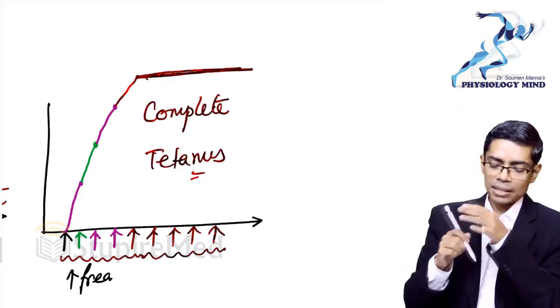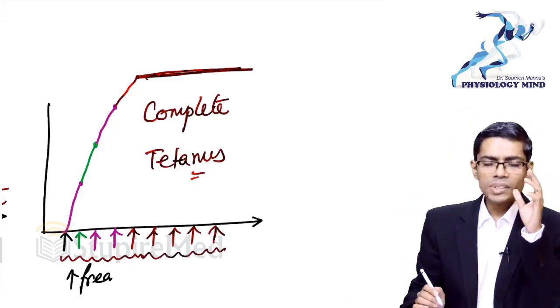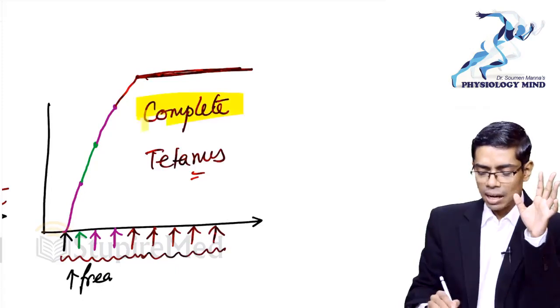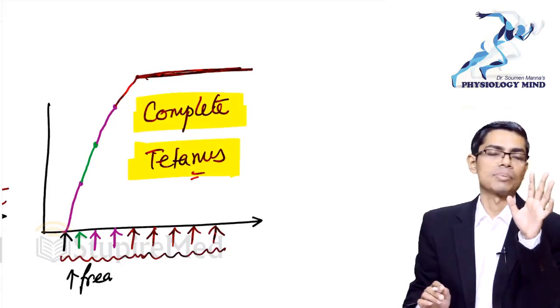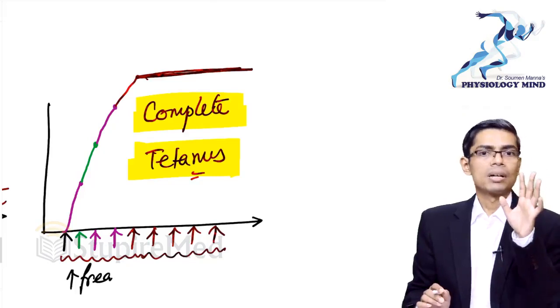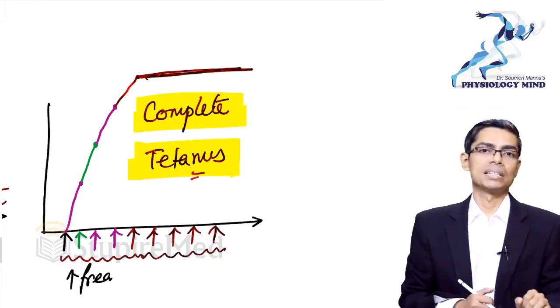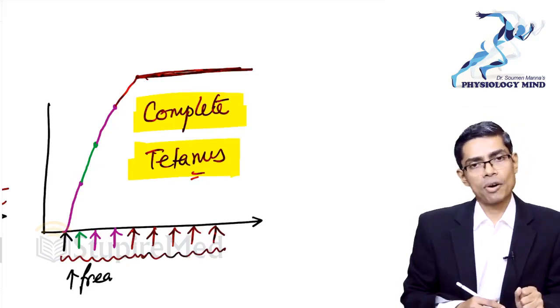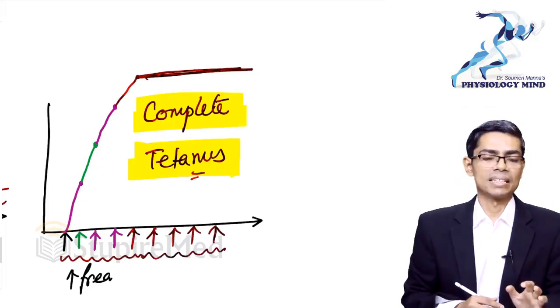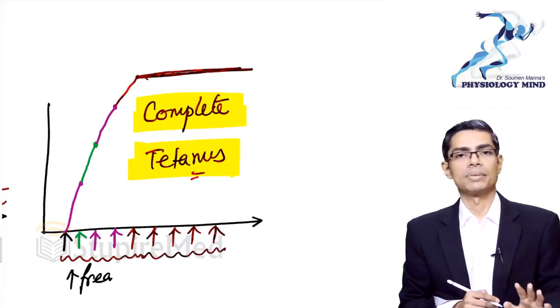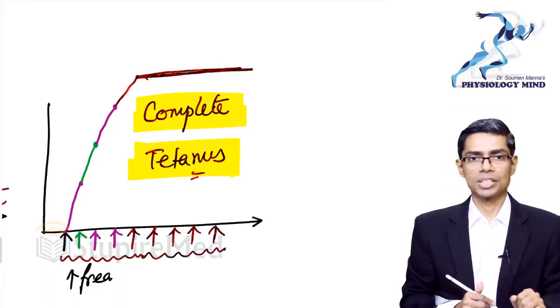That's why we say that in our body most of the contractions are normally complete tetanus type of contraction. Now don't confuse this tetanus word with the pathological tetanus produced by bacterial toxin. The mechanism of that tetanus we will discuss in the central nervous system. Don't confuse with the pathological tetanus.